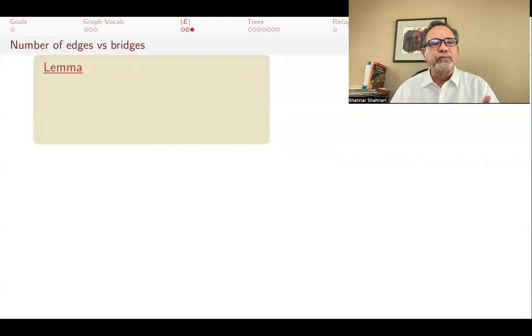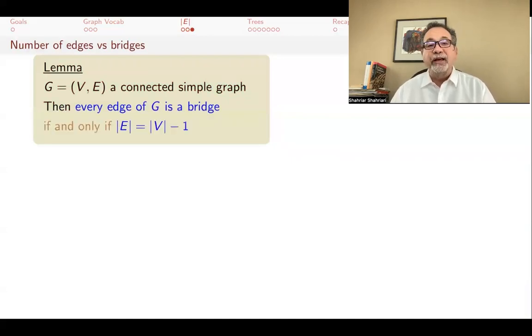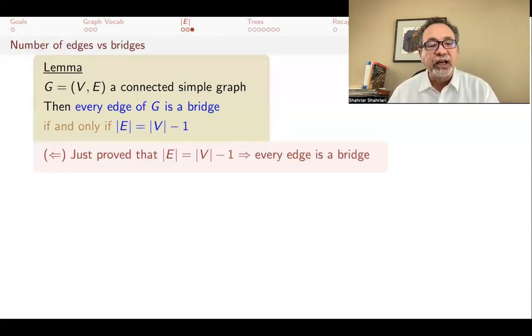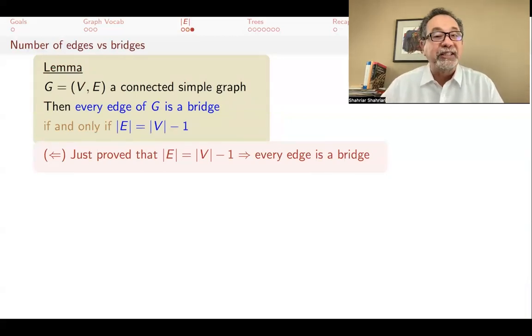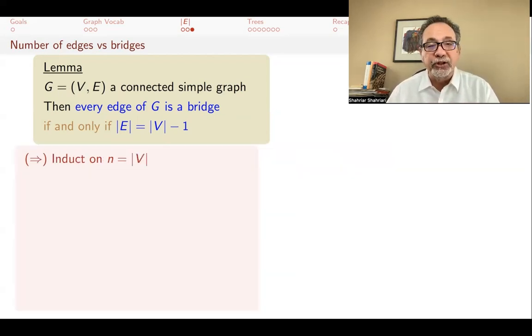So I'm going to now prove something very similar. I'm going to say that if G is a connected simple graph, then every edge is a bridge if and only if the number of edges is one less than the number of vertices. You might say, didn't we just do that? Well, we did one direction. We just proved that if the number of edges is one less than the number of vertices, that extremal number, that minimum number we needed to make a graph connected, then every edge is a bridge. But we didn't prove the other way around. Again, stop the video and try to prove the other side.